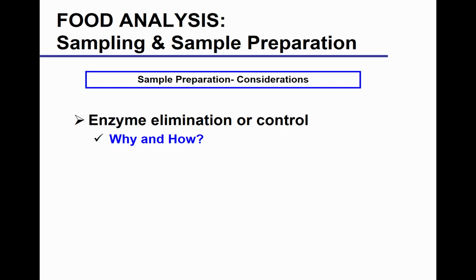Okay, when you're preparing your samples, during preparation and during storage, you want to avoid certain things from happening, chemical changes, alterations. So enzyme elimination or control, why do we do that and how do we do that? Let's say your sample is high in lipase. What happens if lipase is active during your sample preparation or during storage?